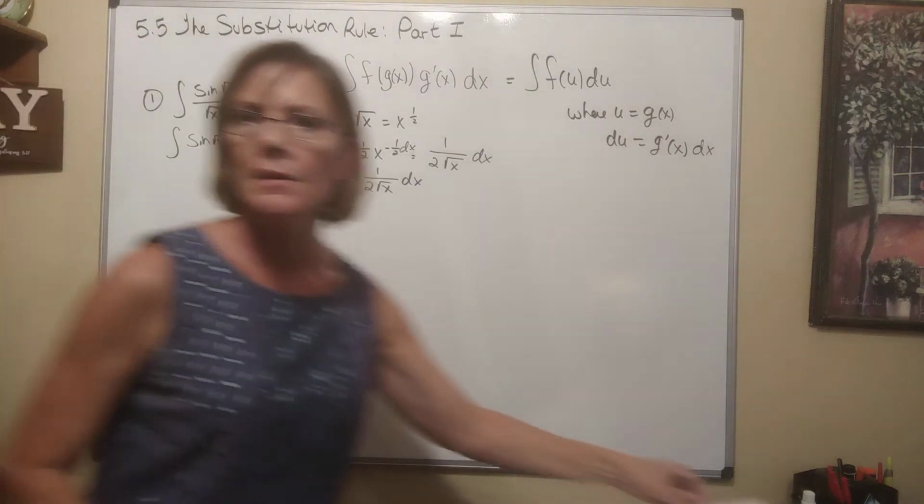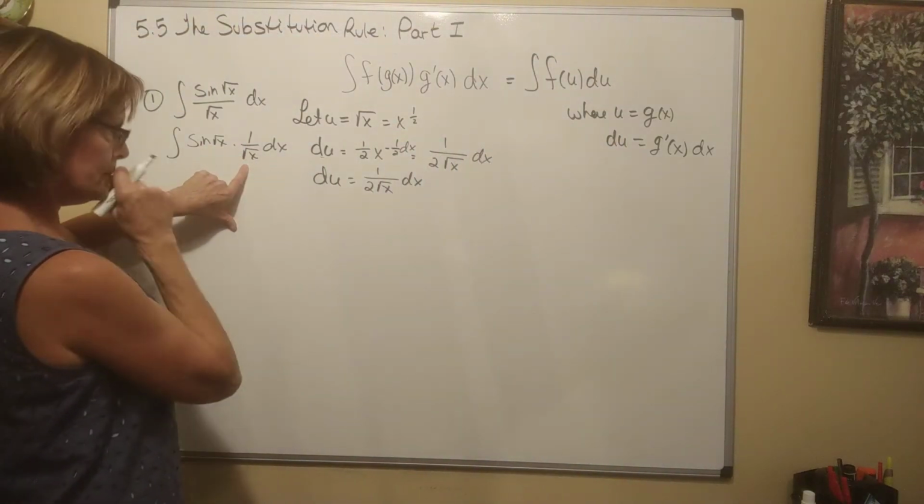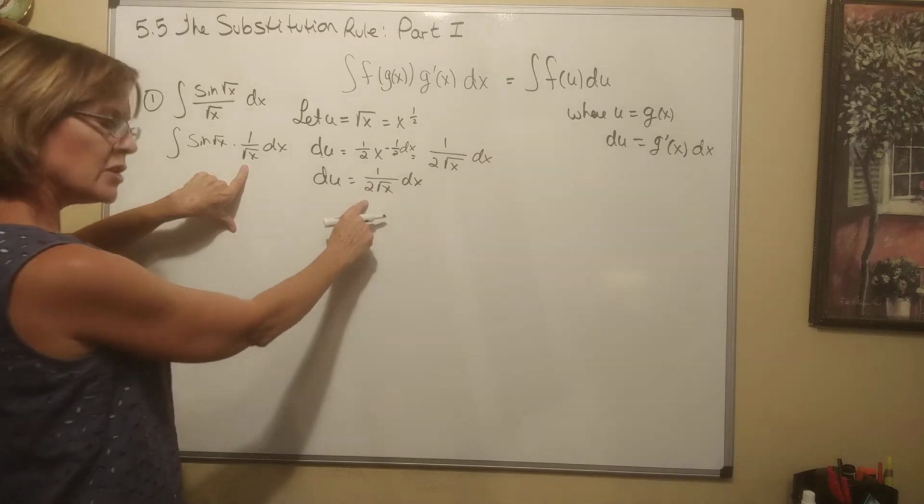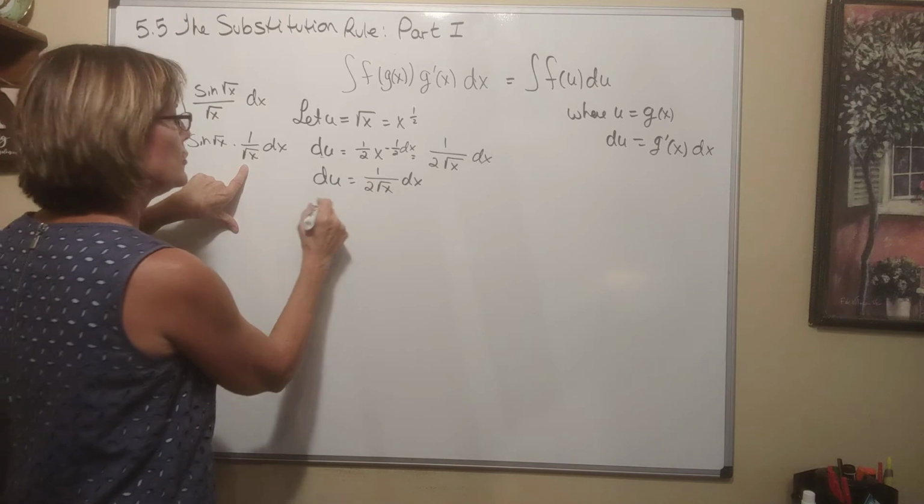I won't do this every time, but I want you to see exactly what's happening here. 1 over the square root of x dx is right here. Only that 2's in the way, but constants are not that big a deal. Multiply both sides of this equation by 2.